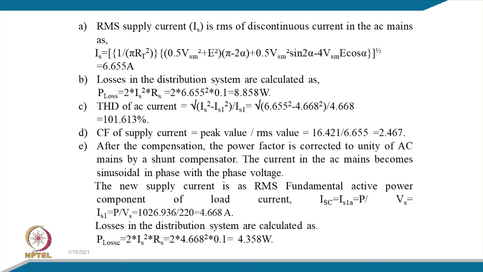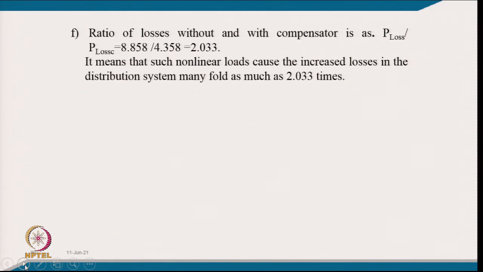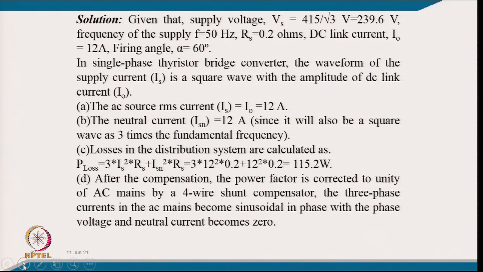So, it is 4.358 watt, and then we can find out the ratio of the losses without and with compensator, P loss upon P loss SC after the compensator. So, 8.858 divided by 4.3, so 2.033. It means that such a nonlinear load caused the increased losses in the distribution system by as much as 2.033 times, I mean that it causes the problem in distribution by increasing the losses.